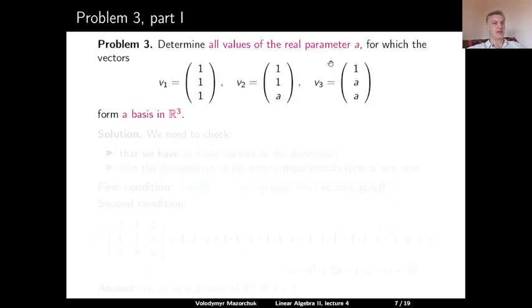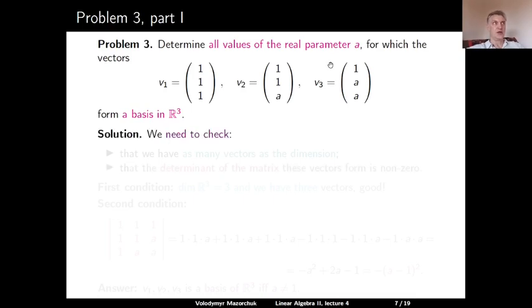Problem 3. Determine all values of the real parameter a for which the following three vectors form a basis of R to the power 3. So the three vectors are the vector v1, which is (1, 1, 1), the vector v2, which is (1, 1, a), and the vector v3, which is (1, a, a).